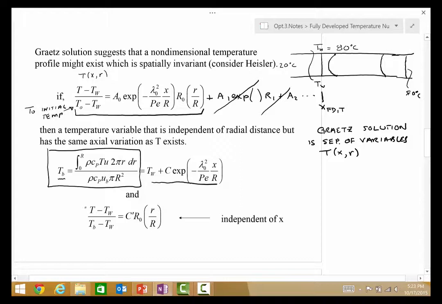What that means is that if we were to non-dimensionalize the temperature evolution, the excess temperature T minus TW, by the bulk excess temperature TB minus TW, all we get is a function of r. It has to be independent of x for the reasons that we just talked about. We're dividing a function of x by a function of x. It's only a function of r in this simple separable sense.